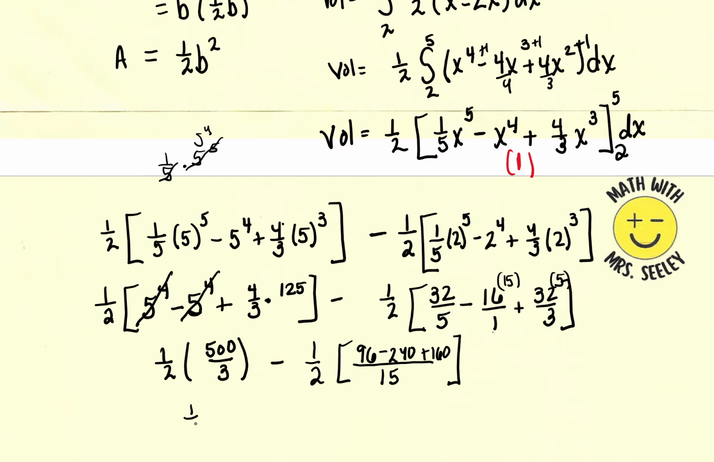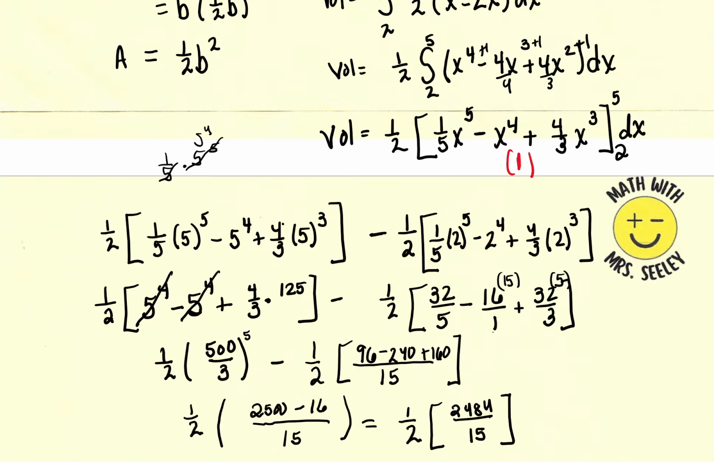So I'm going to have 1/2. Going to need a common denominator of 15 now. 3 goes into 15 5 times, so that's 2,500. Minus, if you do all of that and do whatever kind of scrap work you need to do, you're going to get 16 over 15. So that's 1/2. 2,500 minus 16 is going to be 2,484 over 15.